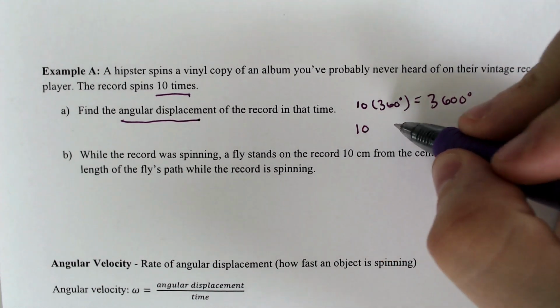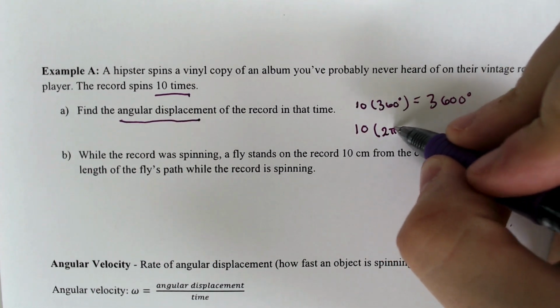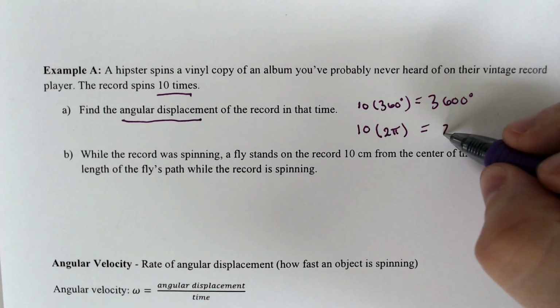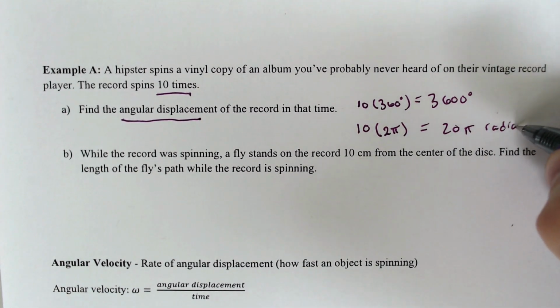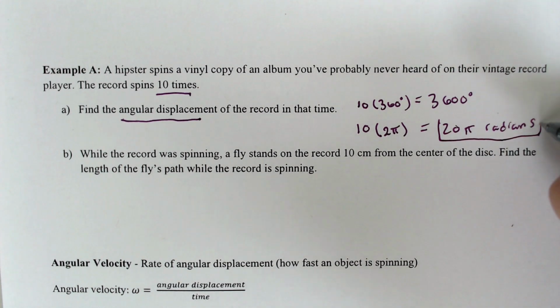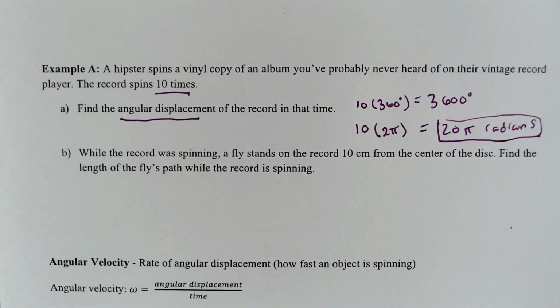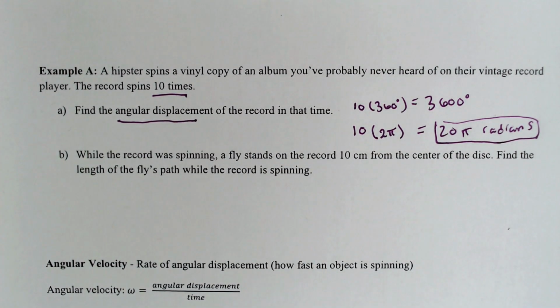You could also be more smooth and do 10 times 2 pi to get 20 pi radians. Okay? And this one would be the one that I would prefer because I prefer my answers in radians. They are a little bit easier to deal with.